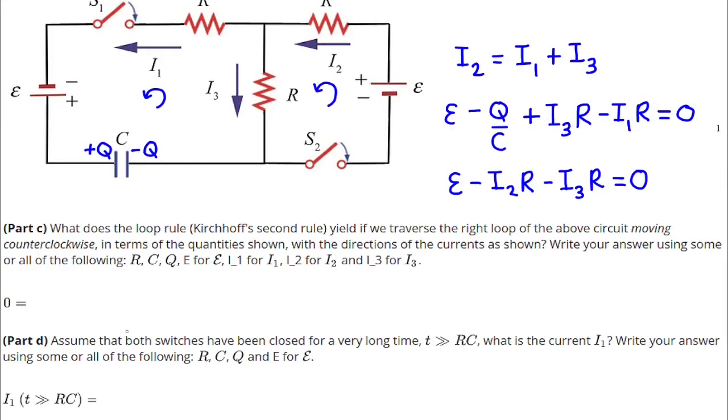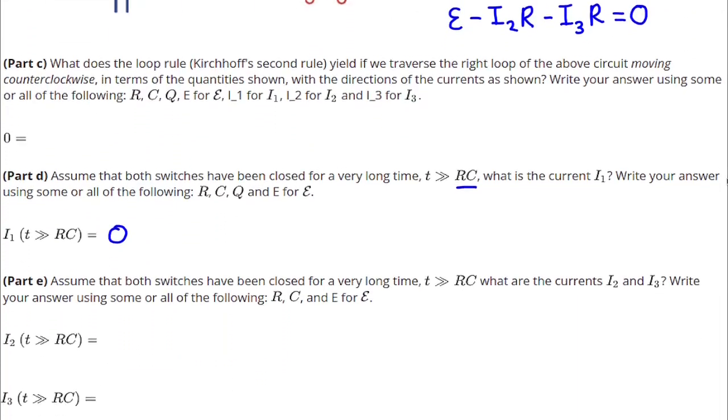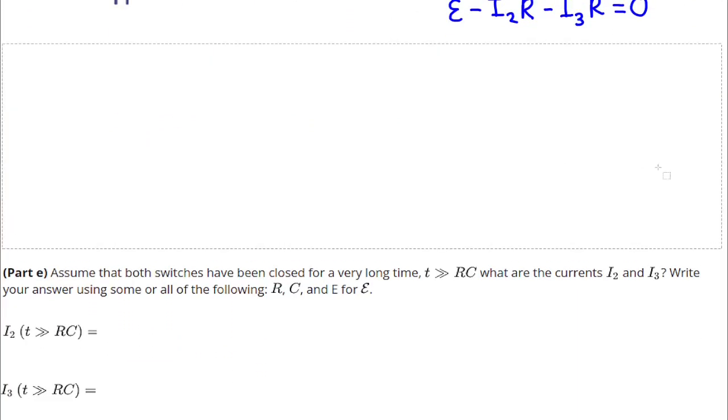So here we assume that both switches have been closed for a very long time, meaning t is much larger than a time constant. And we're asked, what is the current I1? So after a long time, the capacitor is fully charged, and therefore the current going through the capacitor is 0. Now let's move on to part E and get rid of these results.